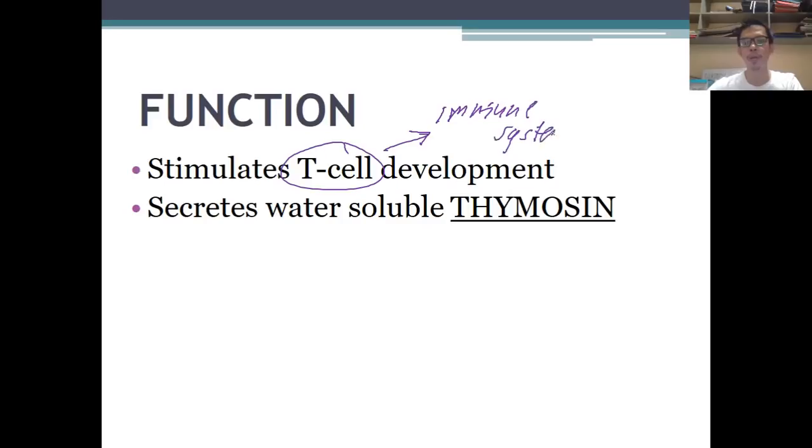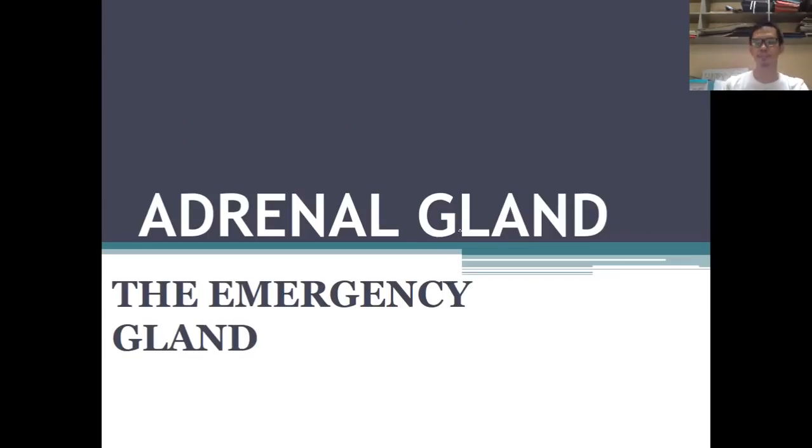If you are familiar with the white blood cells, the white blood cells are part of the immune system. Therefore, these T cells aid the development of the body's defenses that will strengthen these cells, especially the white blood cells. And the name of the hormone is called thymosin. Again, it is water soluble. Alright, next one.